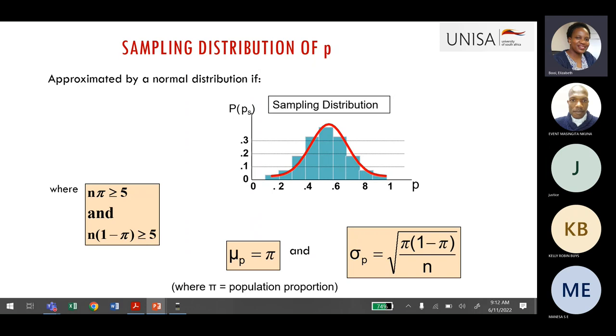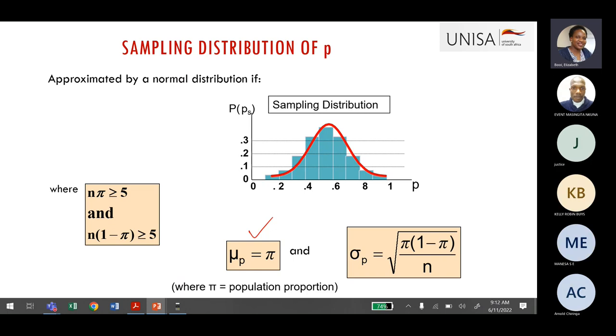Similar to what we did with the sampling distribution of means, with sampling distributions of proportions, the mean of the sampling distribution of proportion is your population proportion. If they ask you to calculate the mean, it is the same as your population proportion. The standard error, or the standard deviation of the sampling distribution of proportions, is calculated by the square root of your population proportion times 1 minus the population proportion, divided by n. Let's look at an example.